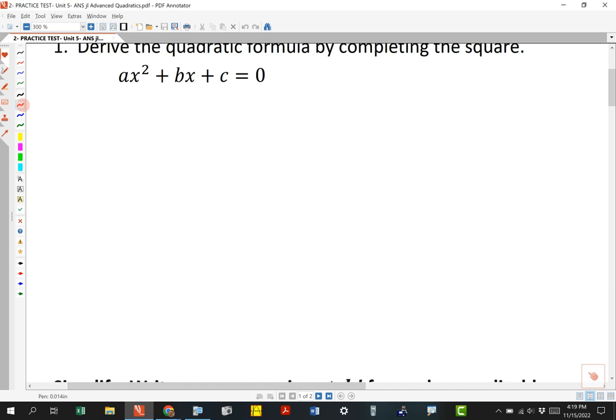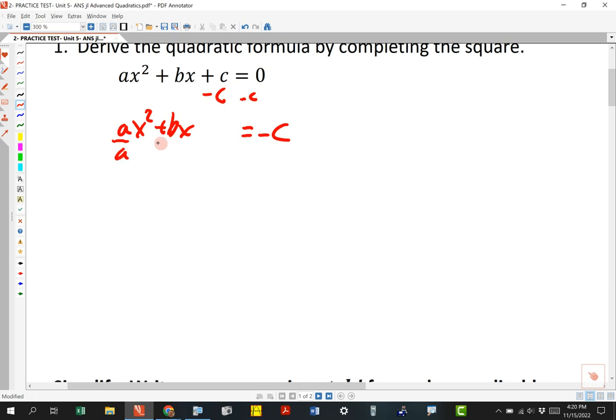First thing I want to do is save room to complete the square. So I'm going to move that c to the other side. I'm going to subtract c from both sides. So I get ax squared plus bx, and then over here, again, saving place there, I have a minus c on the other side. Then I'm only going to complete the square with a plain old x squared.